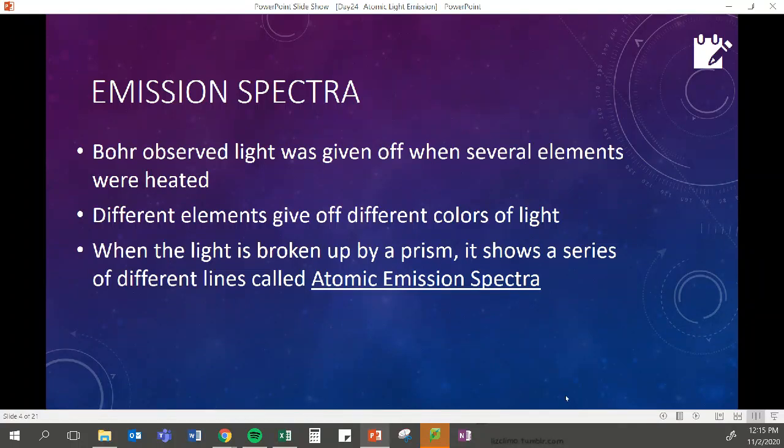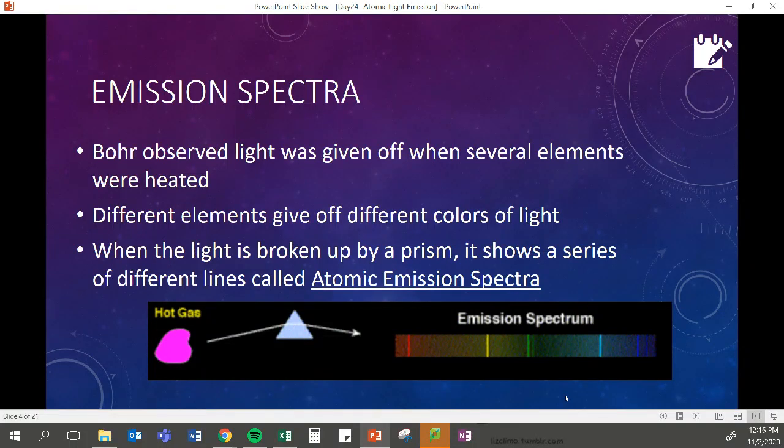Because of this, we can take that light and put it through a prism, and it gives us a series of different lines. It's called the atomic emission spectra. So we can call it that. It's also sometimes referred to as bright line spectra. So here's a visual. We have our gas that we heat up, and it gives off light. We put it through a prism, and we get different distinct lines based on the elements inside of it.